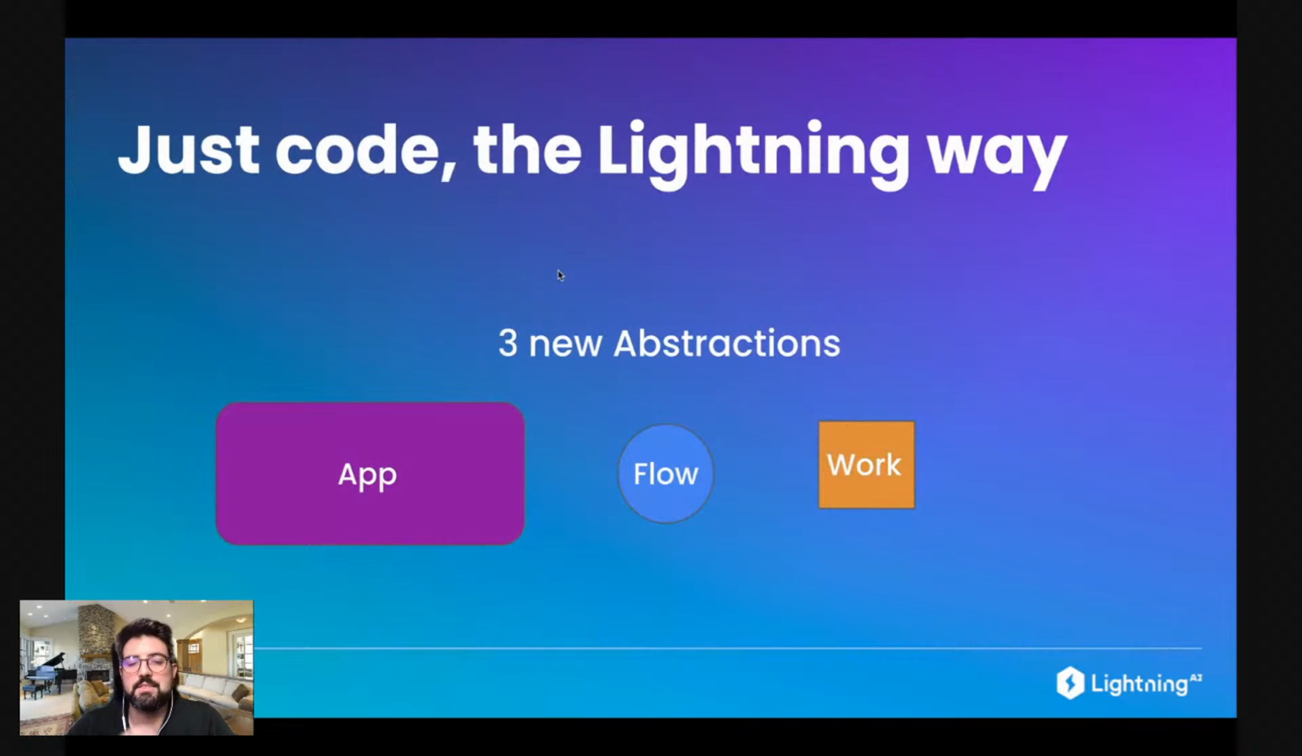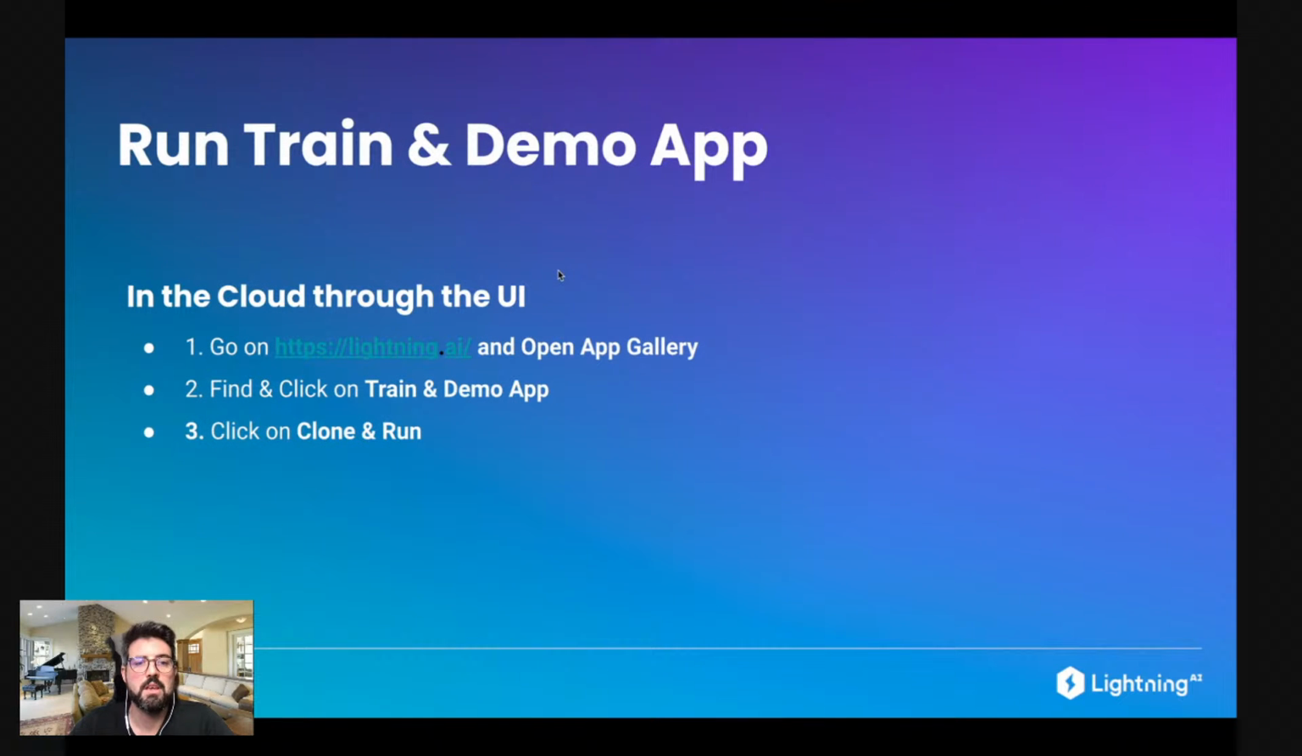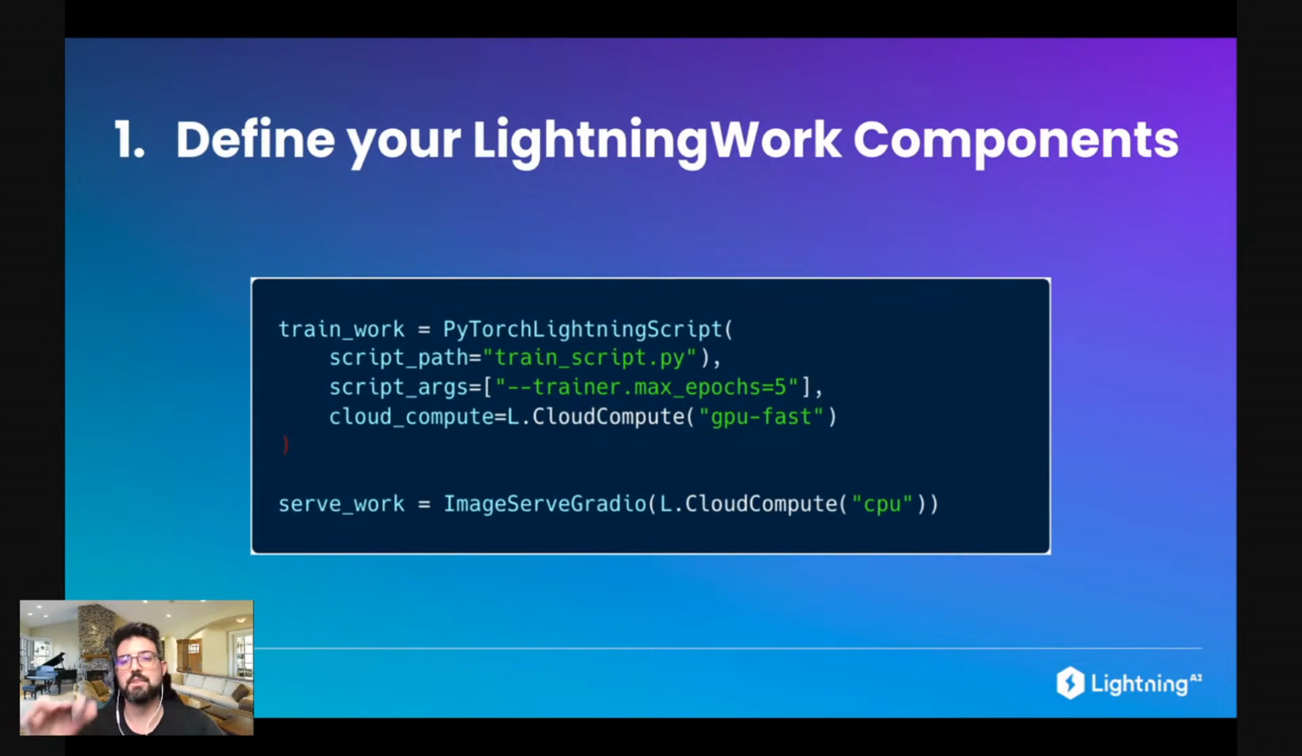The Lightning App framework is really just code. It builds in a Lightning way, and we provide three new abstractions: the app, the flow, and the work. I'm going to skip this one, since I think there were some issues later on today when I tried. To actually run an app, you can create Lightning work components. Here I'm creating two components, a training script and the image classifier serving component. The first one is going to run a training script, and the second one is going to serve the model once it's been trained.